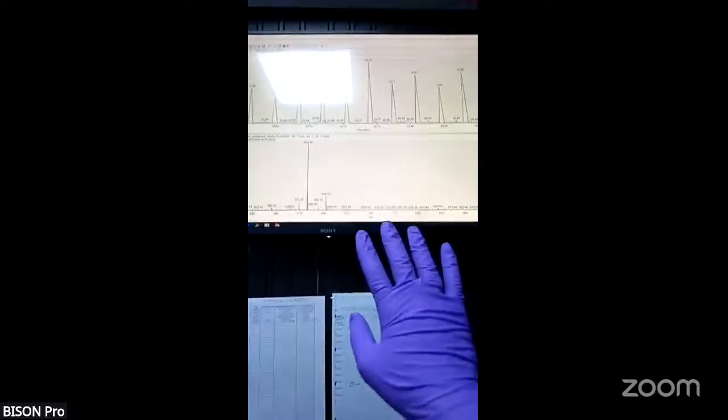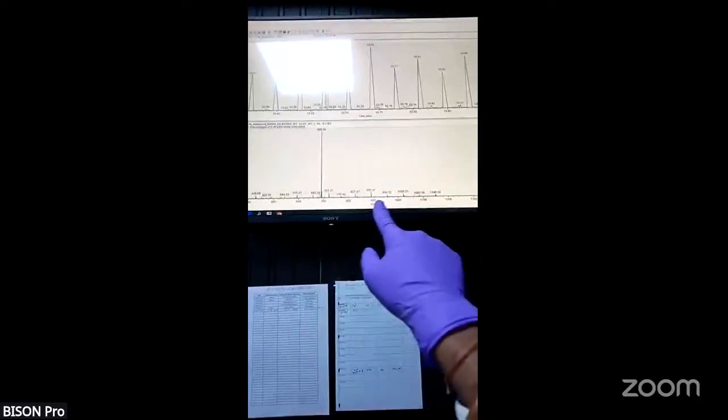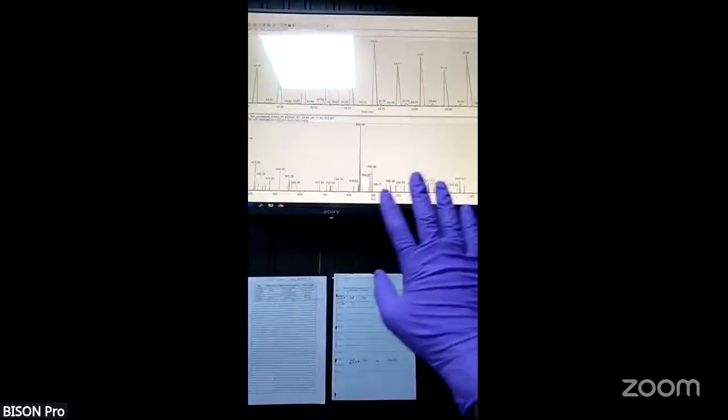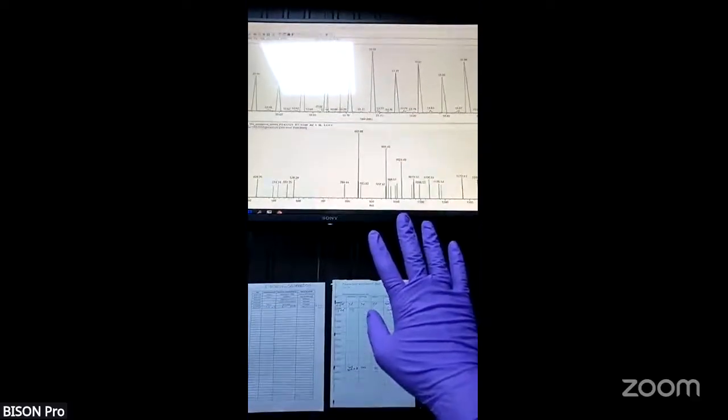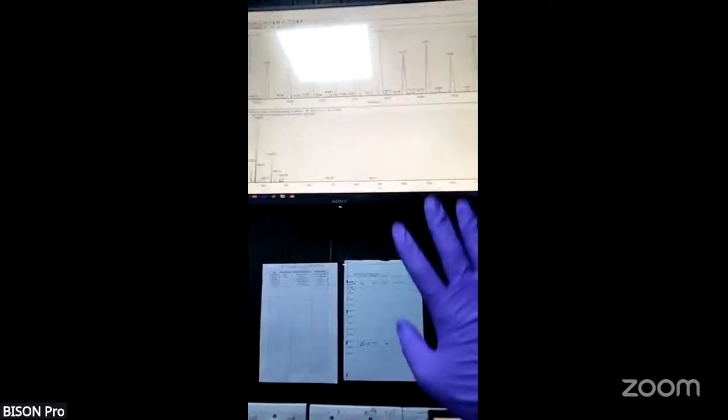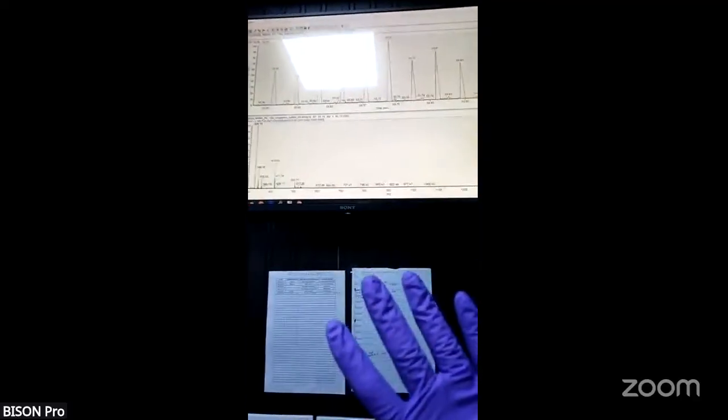You can click on any peak. For each MS, we can easily see 10 to 20 MS acquisitions. That means the data has been very well acquired. So this is how the data is being generated.